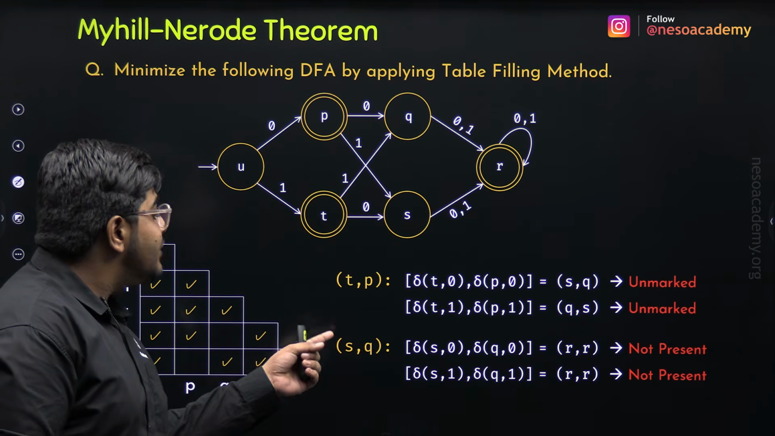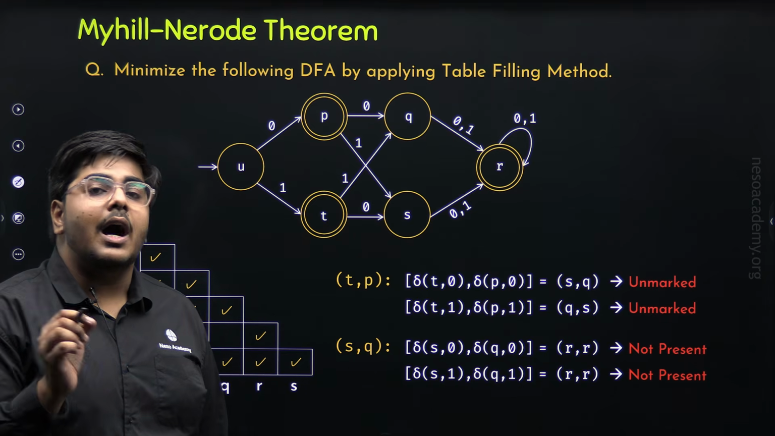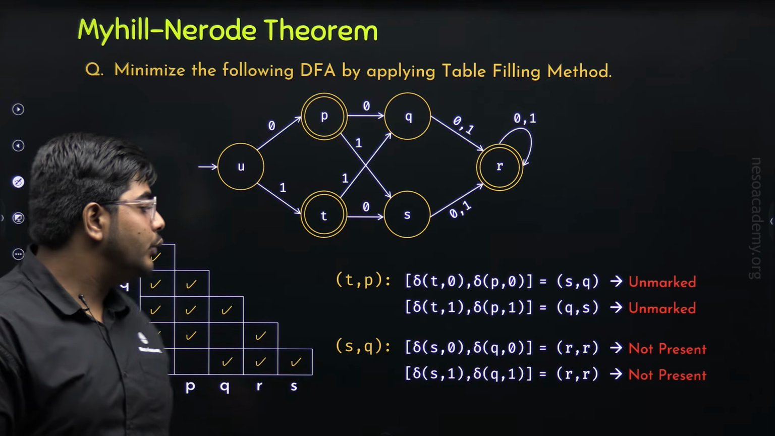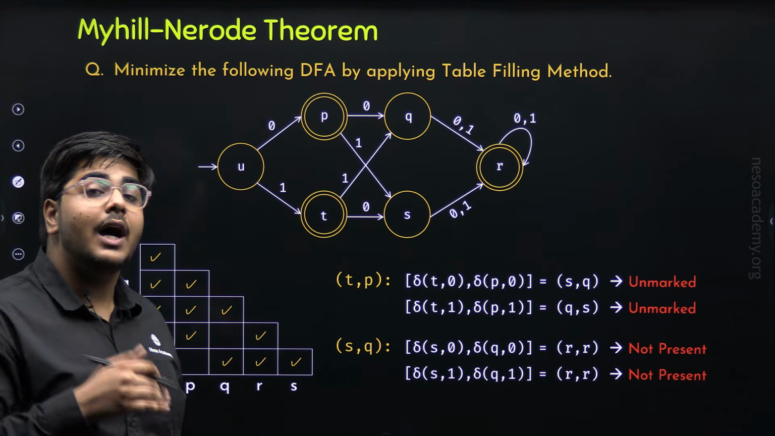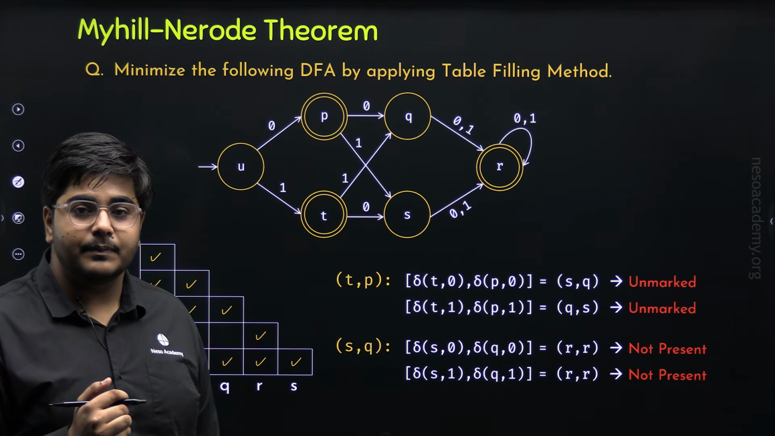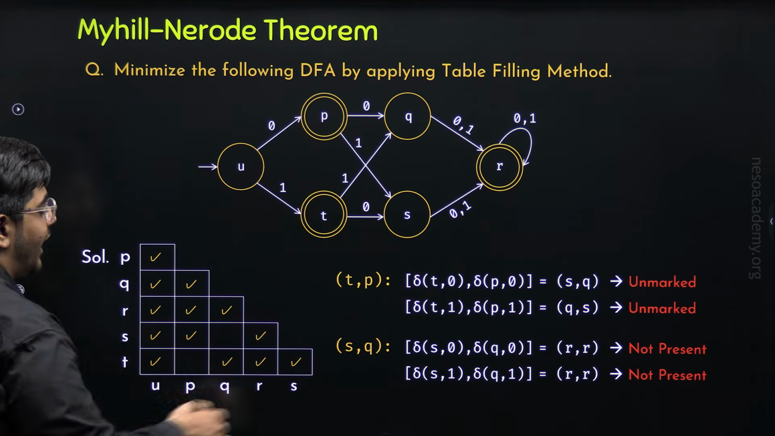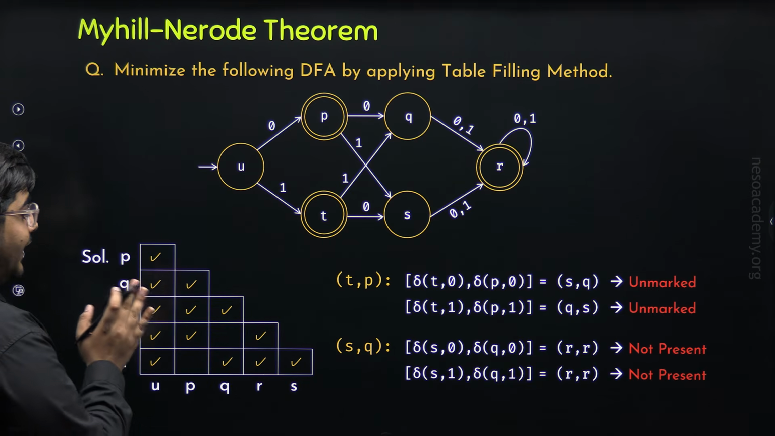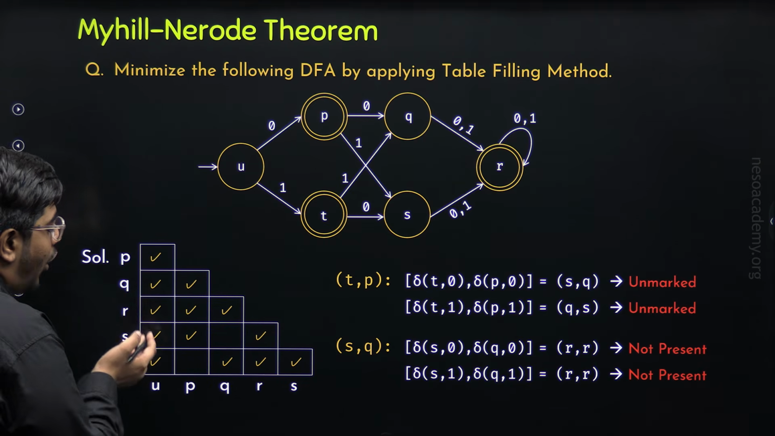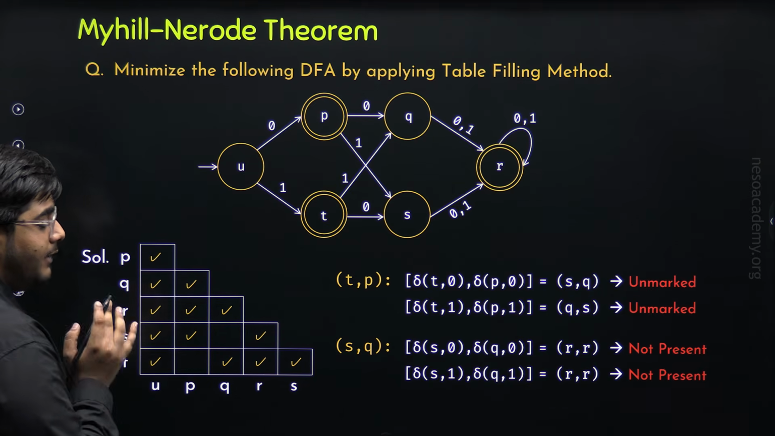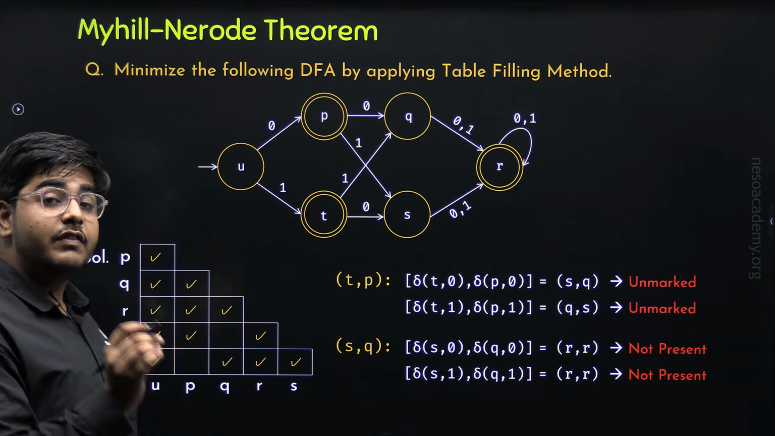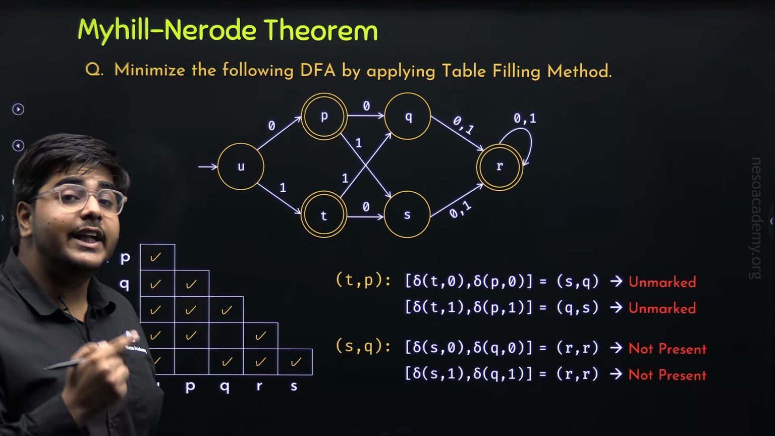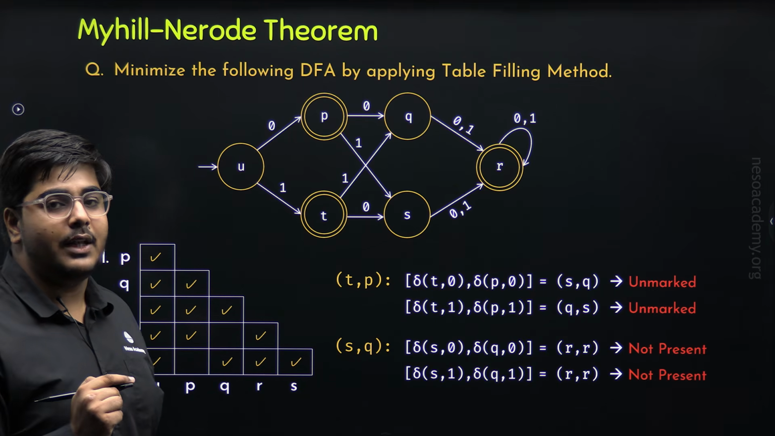That means S, Q will never be marked. In this way, you can write the proper reason so that you need not check S, Q again in the next iteration. So this is the table that we have got after performing the second iteration. And if you notice, in the second iteration, we have got some significant markings in our table. That means we can say that markings are still not stable. So we need to calculate the third iteration as well.